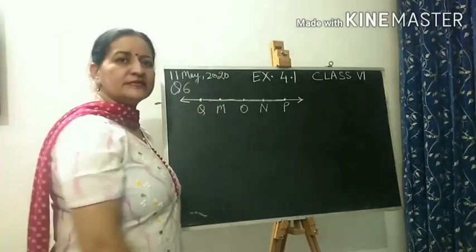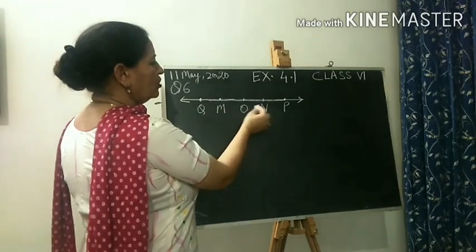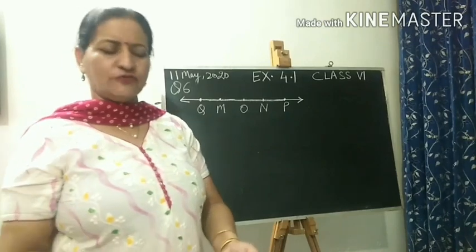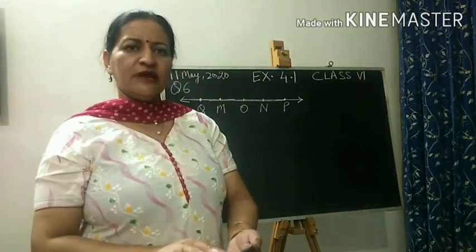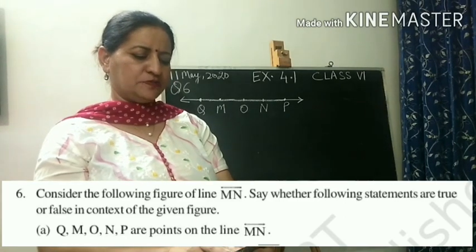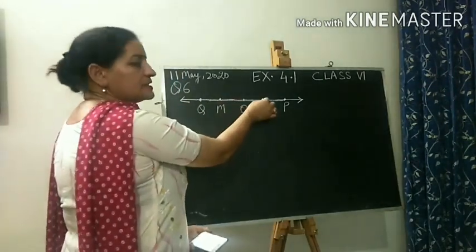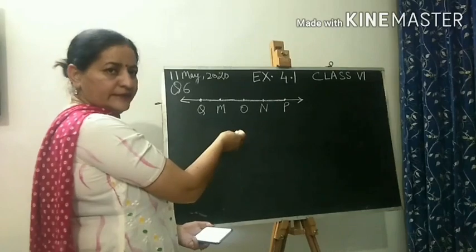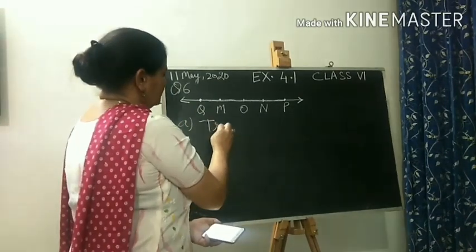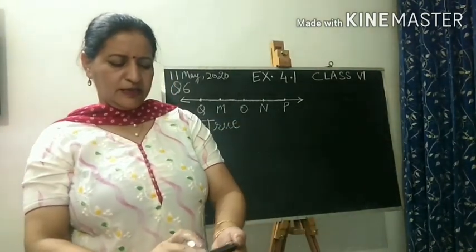In question number 6, we have a given line with points Q, M, O, N and P on it. This is the question of true and false. On your screens you have your A part, that is Q, M, O, N and P are points on the line MN. MN is line and these all are points on them. So this is true, as a line can extend to any further point.